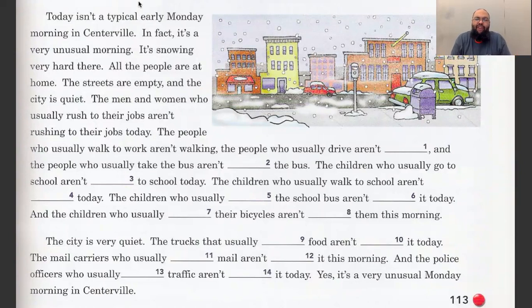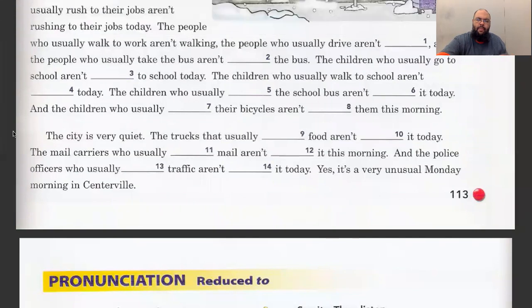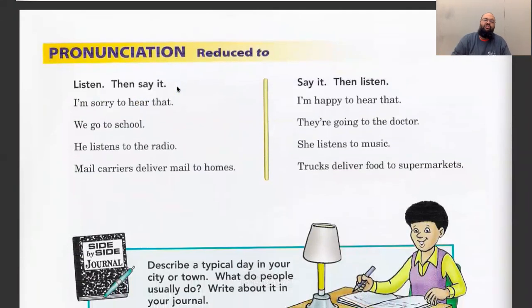The city is very quiet. The trucks that usually blank food aren't blank it today. The mail carriers who usually blank mail aren't blank it this morning. And the police officers who usually blank traffic aren't blank it today. Yes, it's a very unusual Monday morning in Centerville. Good job. So make sure you finish all those exercises. And we are pretty much finished with this chapter.